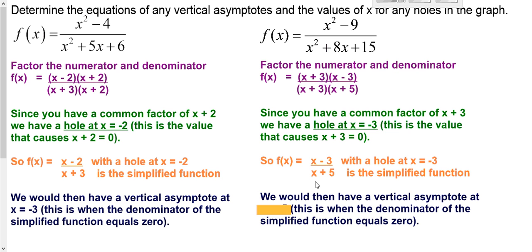Now, you'll notice we also still have variables left in the bottom of the simplified version. So we'd have a vertical asymptote. That's what causes the bottom to be 0. So set the bottom equal to 0, solve it, and you get x to be -5.